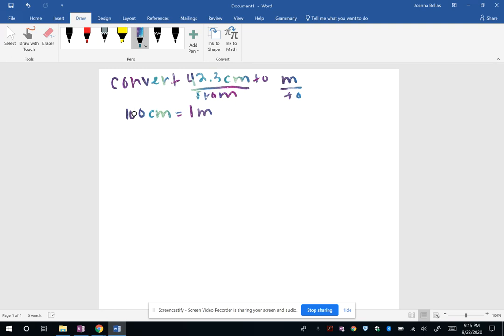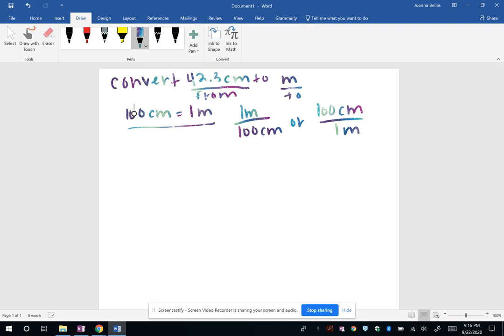Which conversion factor? Fraction. So this is a conversion factor, but we have to turn it into a fraction. So there's 2 fractions you can use. You're either going to use 1 meter over 100 centimeters or 100 centimeters over 1 meter. And you have to figure out which one you need to use.